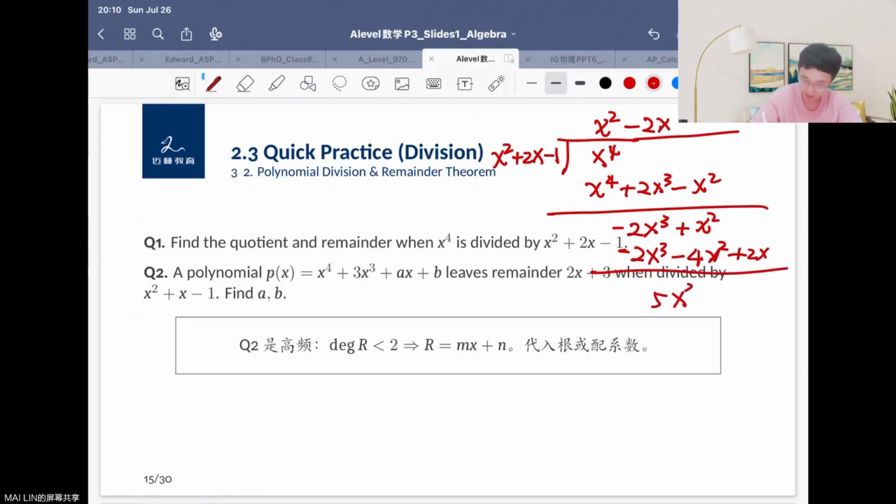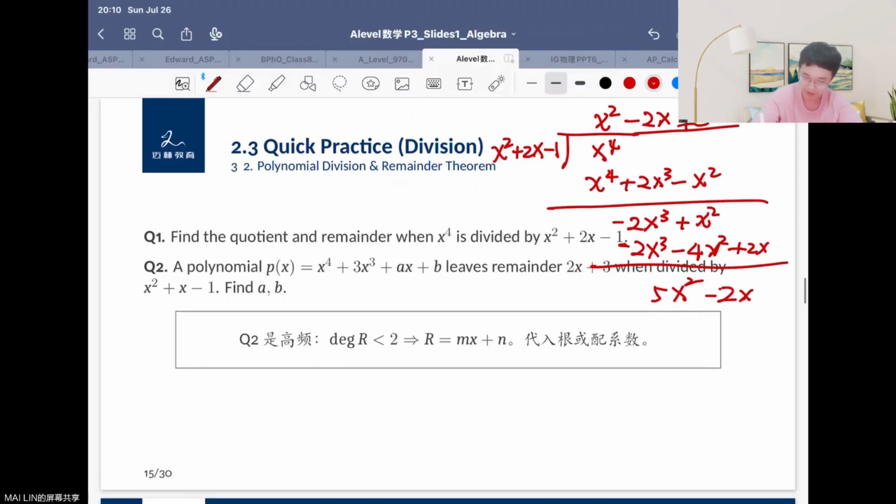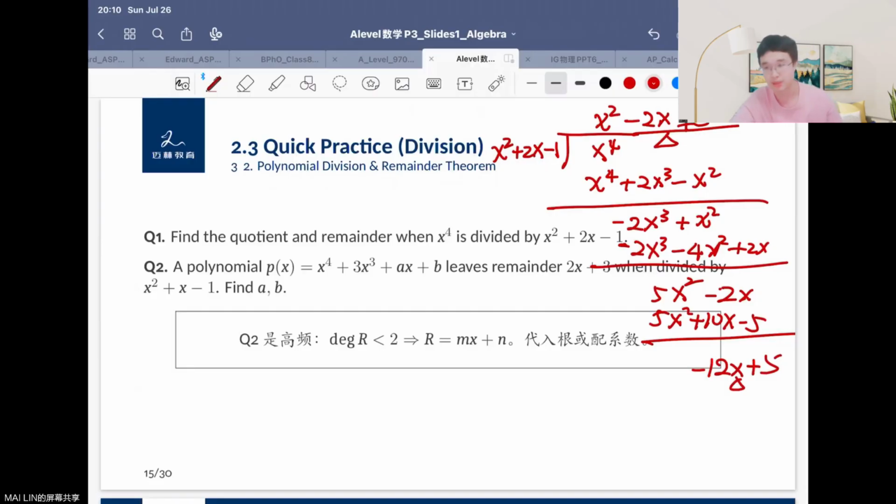That is 5x squared minus 2x. Okay, and then add a 5 here. That is 5x squared plus 10x minus 5, and then minus it. So it becomes minus 12x plus 5. Okay, that is it. So we can say here the quotient is x squared minus 2x plus 5, and the remainder here is minus 12x plus 5. Okay, that is for question 1.